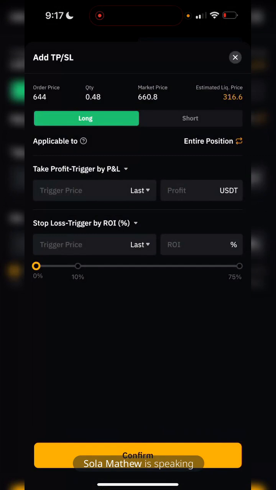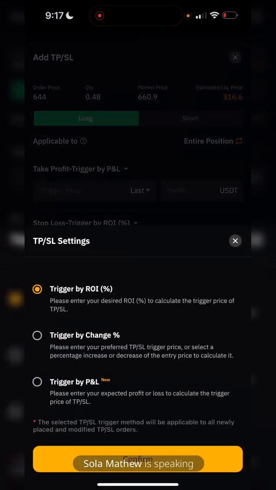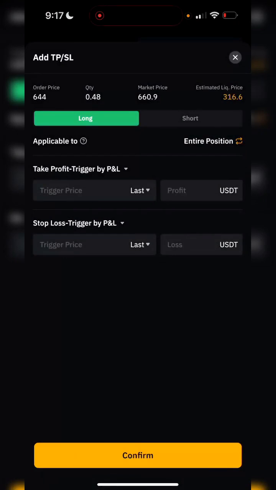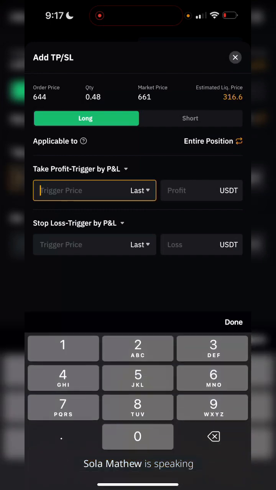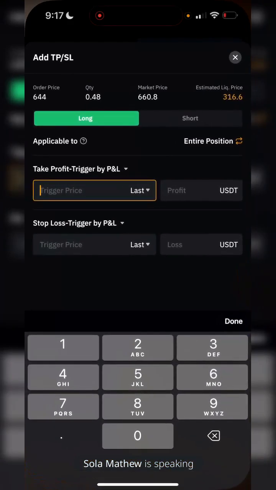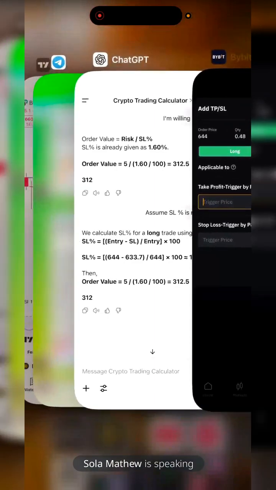This one too, make sure that it's in trigger by P and L. This is also important. Okay. Because my own is not even there before. All right. Then this one, make sure that it is in entire position, not current order, entire position. Okay. So what do we need here? The stop loss. Okay. The take profit. They say the take profit is what?